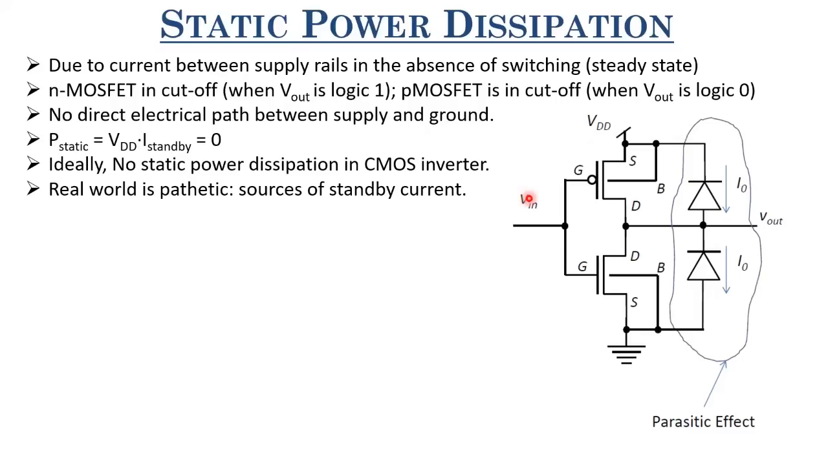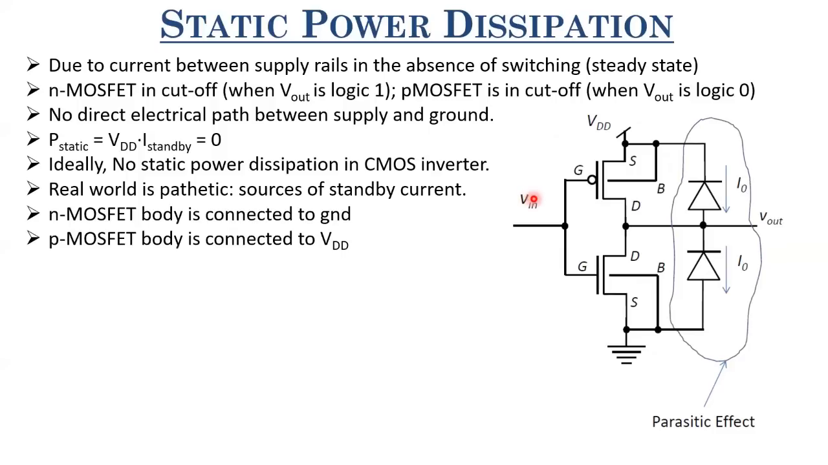Because if it gets forward biased, then what happens? The essence of the MOSFET gets lost, right? So we don't want these junctions to be forward biased, the body-source junctions. So the body is connected to the minimum potential, which is ground here for the NMOS, and the body is connected to the maximum potential, which is VDD here for the PMOSFET.